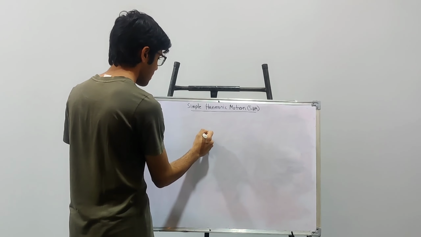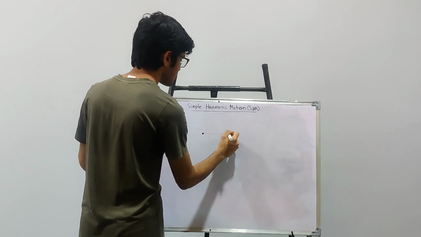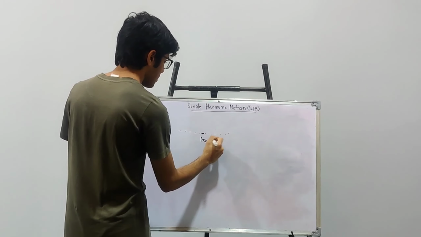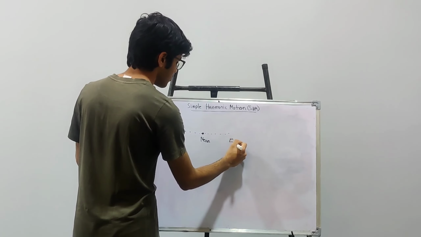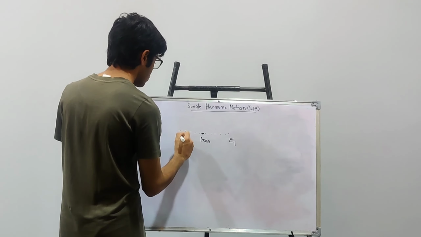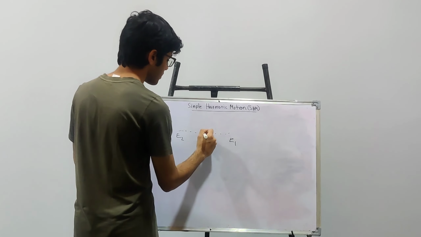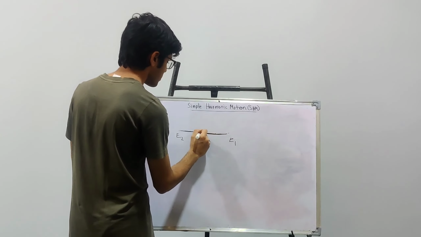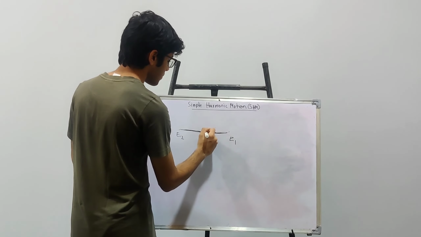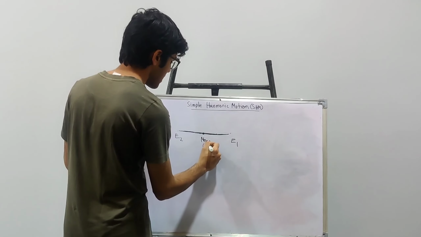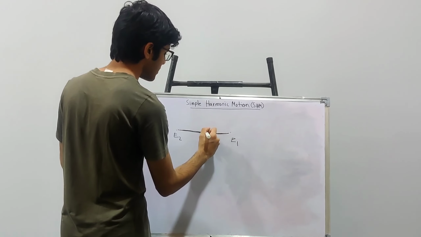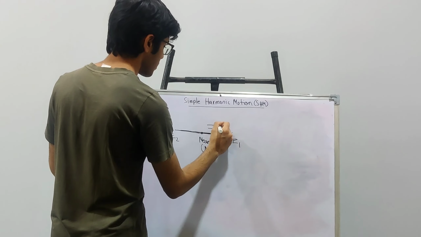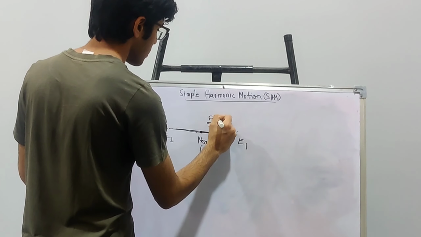Now let us understand what this actually means. Suppose this is a particle and it is executing a simple harmonic motion. This is its mean position. This is, let's say, extreme position 1, and this is extreme position 2. So when a particle moves in simple harmonic motion, it moves like this about its mean position. When it moves from the mean position M to E1, the displacement is in this direction. But the restoring force will always act towards the mean position. This is the restoring force F.